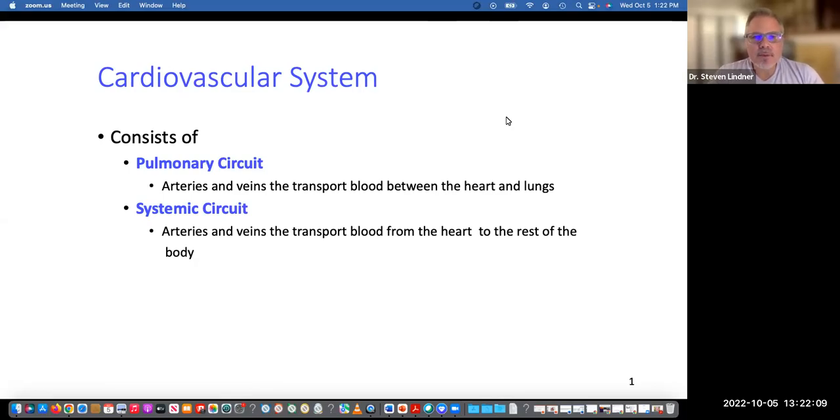What we're going to be doing in this next set of videos is the cardiovascular system. Now, I have a separate class and videos on the heart. I have a separate one on the blood. Let's take a look at the blood vessels.